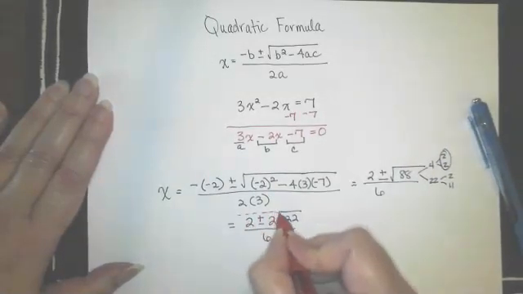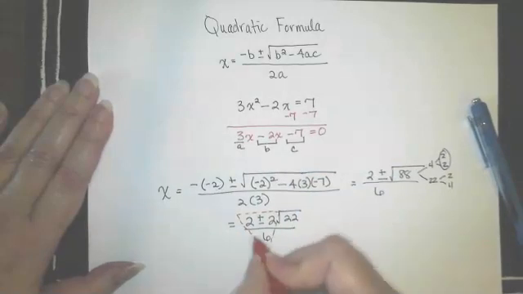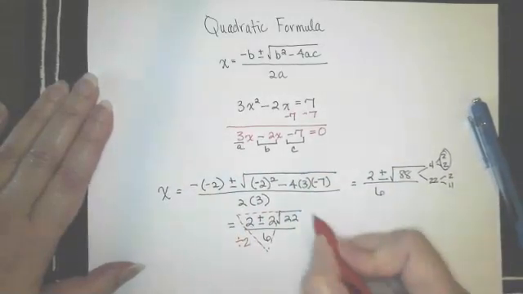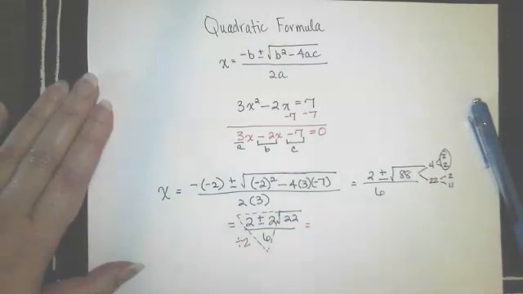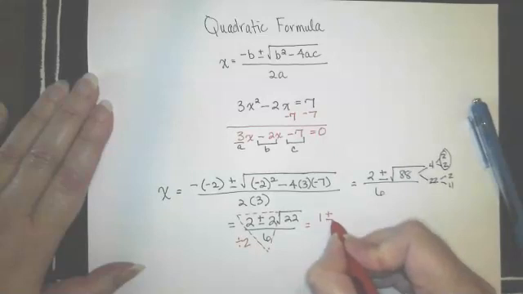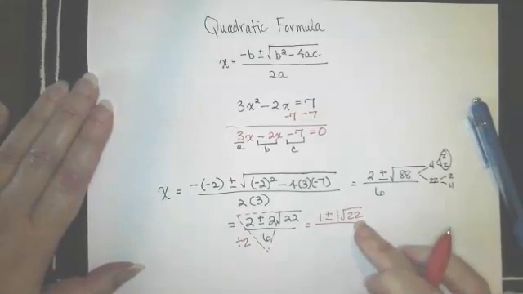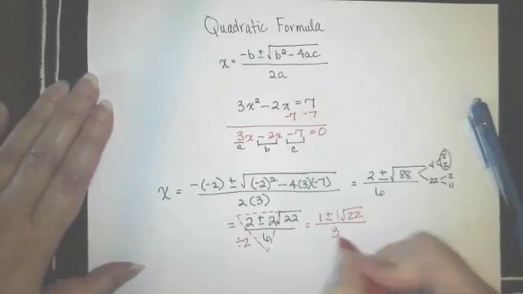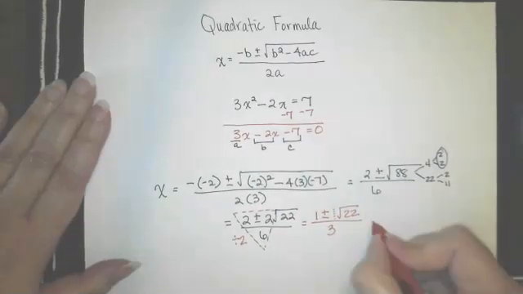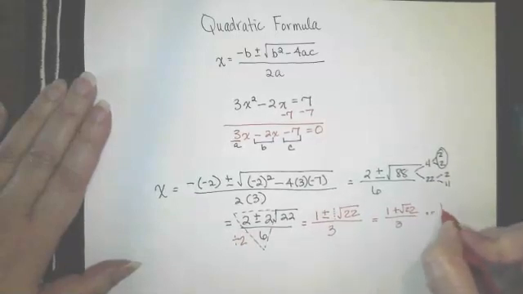But you notice right here, the values that are outside my radical can all be simplified by dividing by 2. So as long as all 3 of those can be simplified, I can go ahead and simplify. Otherwise, I have to leave it as is. So this would be 1 plus or minus 1 square root of 22. Notice I made that 1 kind of invisible because technically I don't need it. And then over 3. So my 2 answers are 1 plus the square root of 22 divided by 3, or 1 minus the square root of 22 divided by 3.